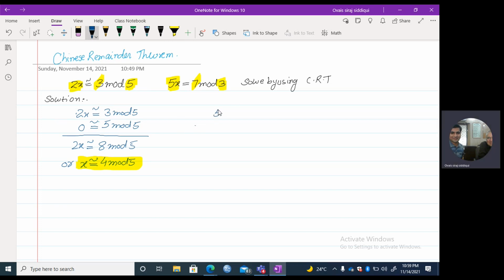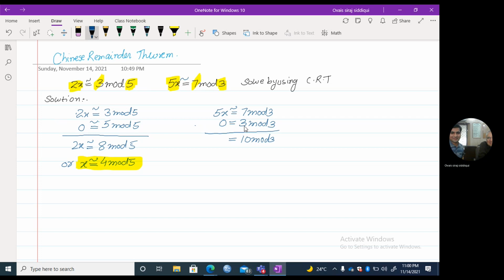Similarly, 5x is congruent to 7 mod 3. Now here we read the table of 3. The table of 3 is 3 mod 3 और 7 plus 3 is 10 mod 3. अगर ये डिवाइड नहीं हो रहा होता तो हम आगे रीड करते रहते, 3 2s are 6, 3 3s are 9 और so on.